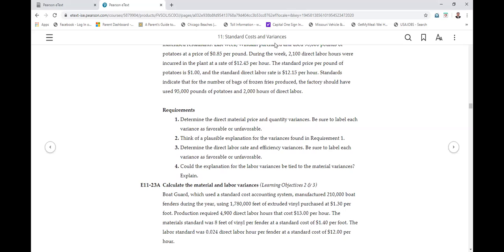So let me put this one in. Go back up. So it says, I'm looking for the quantity of labor hours, which is going to be 2,100. Notice they gave you the rate was 12.45. That's the actual. And then the standard labor rate's 12.15. They gave that to you. And the standard hours, standard quantity, is 2,000.